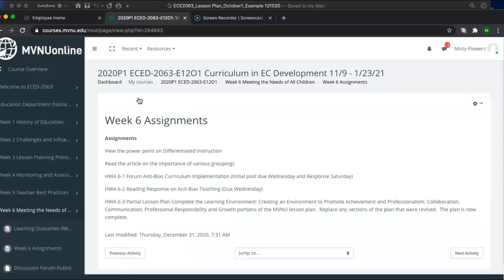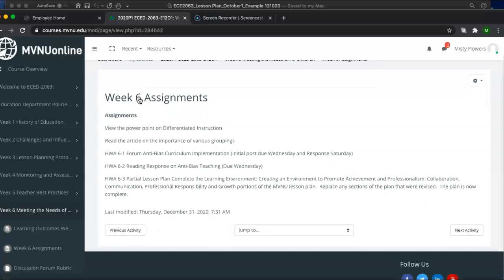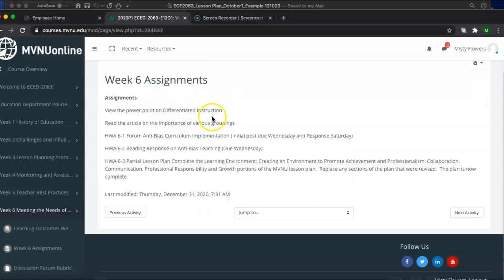Your assignments for this week. There is a video of a PowerPoint on differentiated instruction, and the link is there for you. You need to read the article on the importance of various groupings. 6.1 is a discussion forum on anti-bias curriculum implementation. 6.2 is a reading response on the anti-bias teaching. And 6.3 is completing your plan.